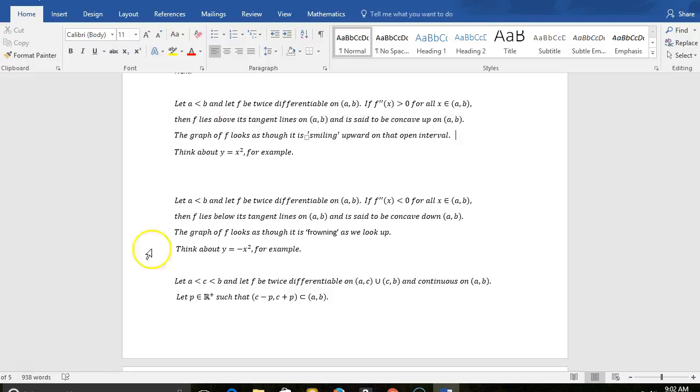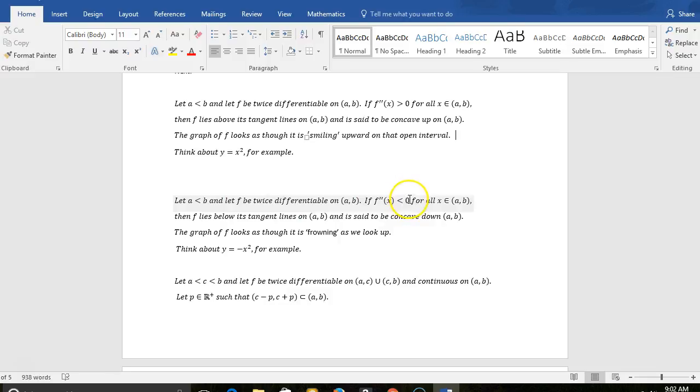All right, and an analogous thing is true for concave down. You replace the word concave up with concave down, and it's along the open interval AB, of course. You replace smiling with frowning, and you're frowning down the negative y-axis. You replace positive y-axis with negative y-axis. It's just the analogous thing, and of course f double prime is now negative and not positive. It's the opposite situation.